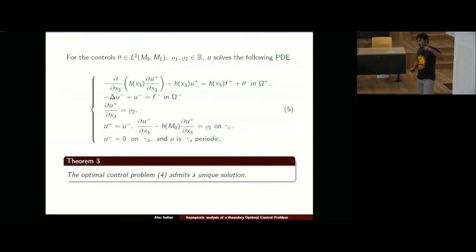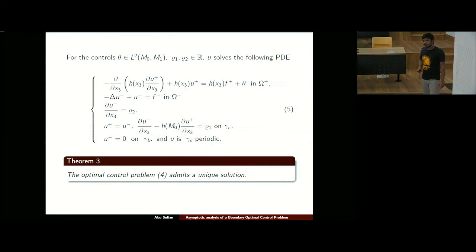And in the epsilon stage, we have a control problem on only one boundary. But you see here, we have a control problem in the interior, Omega plus. And in the upper part we have control rho2. And in the lower part, that is in the interface, we have this control, rho2. Basically, we're controlling the jump between the x3 derivatives of u plus and u minus. And as usual, u minus is equal to 0 and u minus is periodic on gamma. So this optimal control problem has a unique solution.